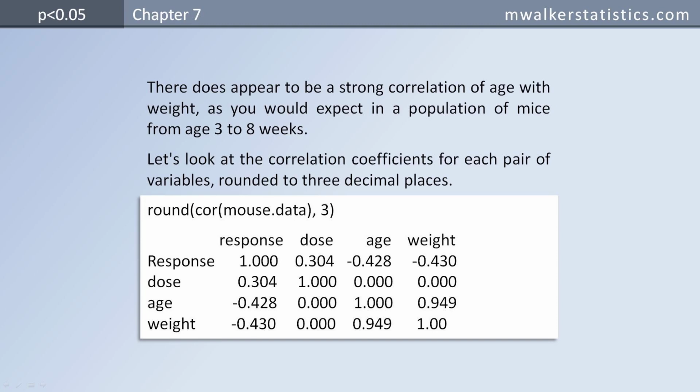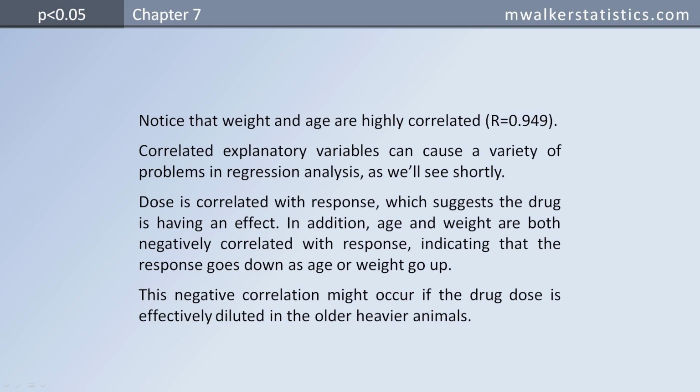Let's look at the correlation coefficients for each pair of variables, rounded to 3 decimal places. Notice that weight and age are highly correlated. R equals 0.949. Correlated explanatory variables can cause a variety of problems in regression analysis, as we'll see shortly. Dose is correlated with response, which suggests the drug is having an effect. In addition, age and weight are both negatively correlated with response, indicating that the response goes down as age or weight go up. This negative correlation might occur if the drug dose is effectively diluted in the older, heavier animals.